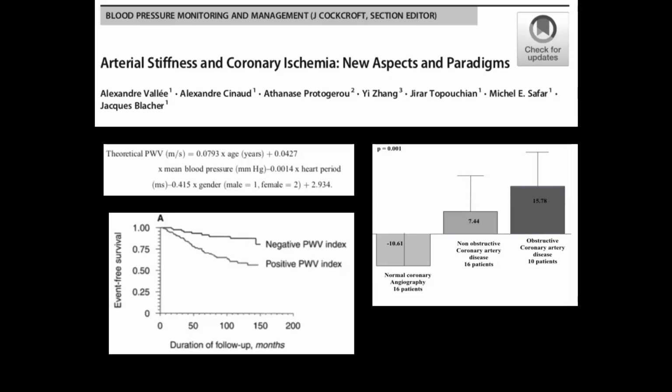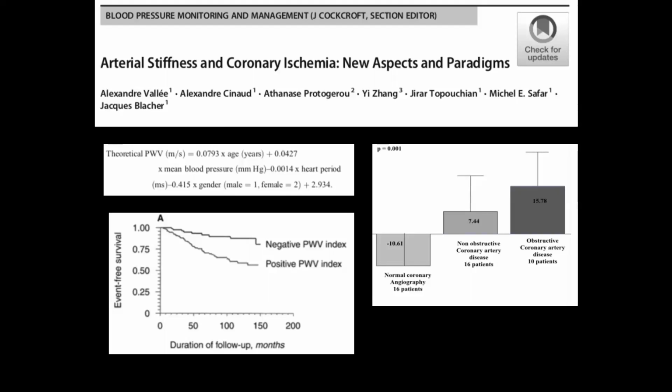So what Michel Safar and his colleagues did is that they developed what they called the pulse wave velocity index. And this was very simple because there is a large amount of published data, including data from the European group, that will tell you what a normal pulse wave velocity is for your age and mean blood pressure. So they used this and developed a very simple way of calculating the pulse wave velocity index. They'd already looked at this in people with end-stage renal failure, and they'd looked at survival. If you had a negative pulse wave velocity index, you did pretty well, you stayed alive. If you had a positive one, then you fared much worse.